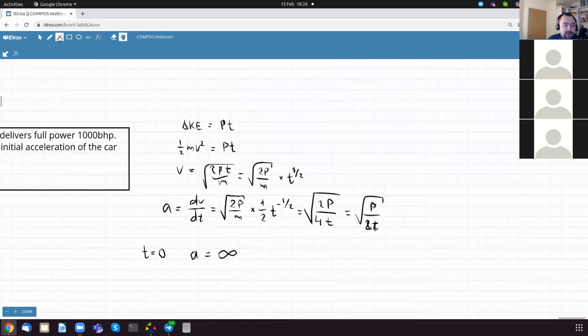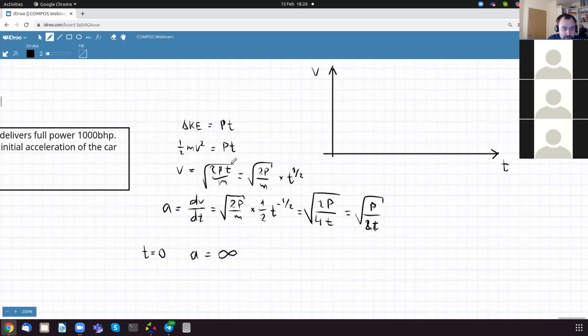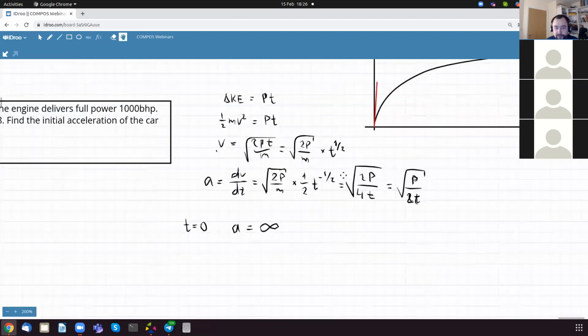Let's try to draw a graph. If this is v versus t, well, we all know the shape of this graph. It's a square root, so it looks like this, because that's the relationship between v and t. And obviously you can see that the gradient of that graph, which is acceleration, is infinitely large in the beginning. So the car starts with infinite acceleration, but that's not possible.